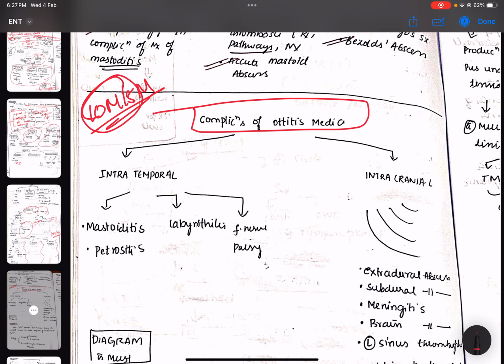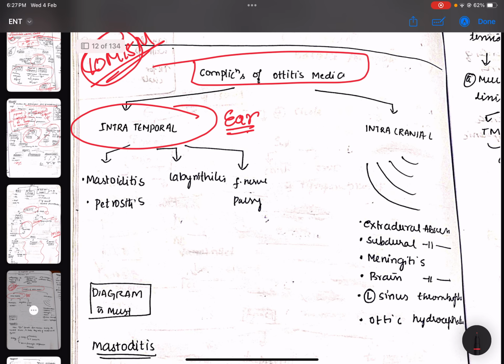Part of 10 marker is for short. So again, while writing complications of otitis media, obviously you should know whether this is intratemporal, something to do with the ear, or intracranial. So for this, you have to always draw the diagram.